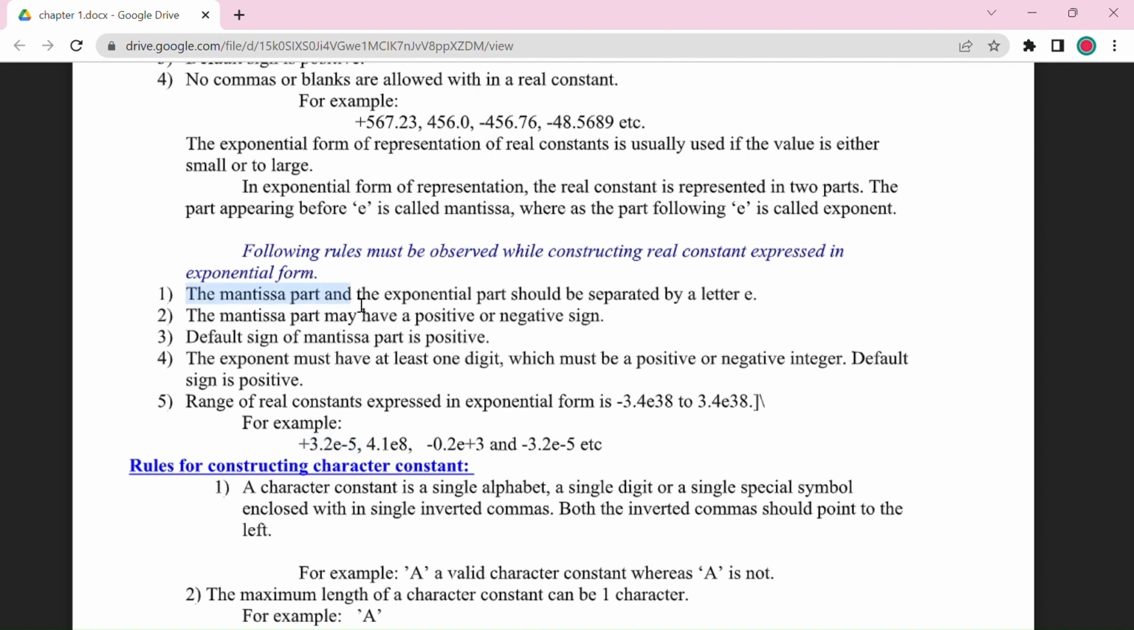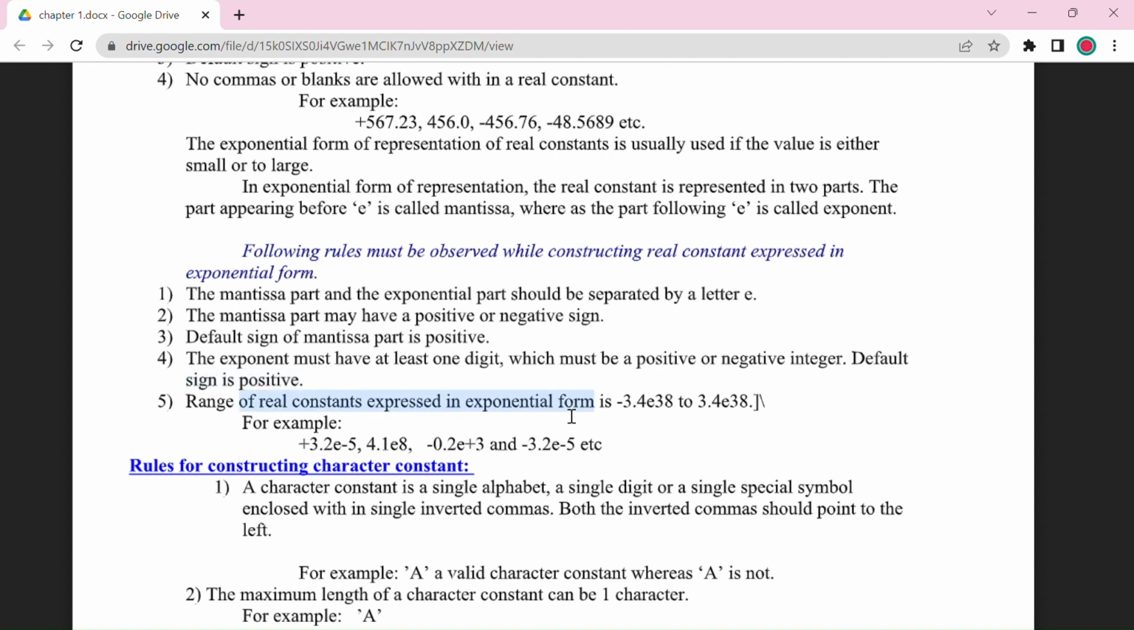Now we have some rules. The mantissa part and the exponent part should be separated by the letter E. The mantissa, 3.2, and the exponent part, negative 5, must be separated by the E. Only then can it be called the exponential form of the real or float constant. Then, the mantissa part may be a positive or negative number. If there's no sign, like this 4.1 raised to power 8, then it will be considered positive. The exponent must have at least one digit, which must be a positive or a negative integer. The default sign is positive. Default sign means that if you don't put any sign, then it would be considered positive.